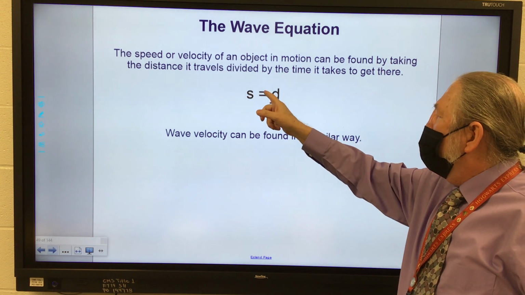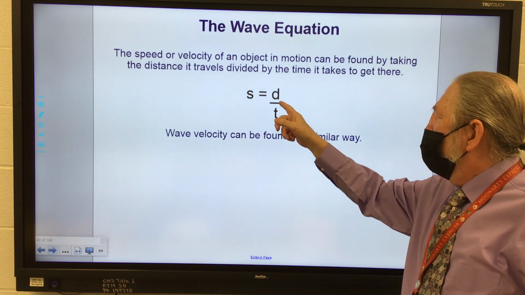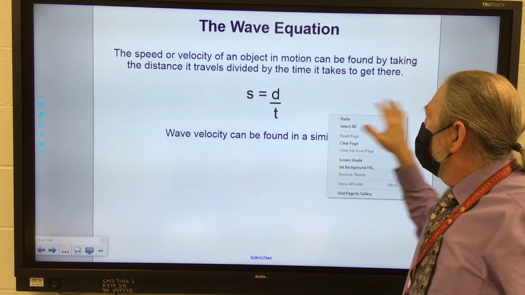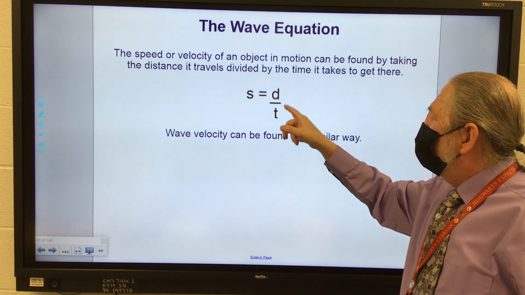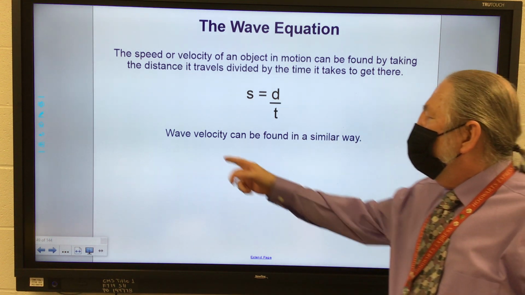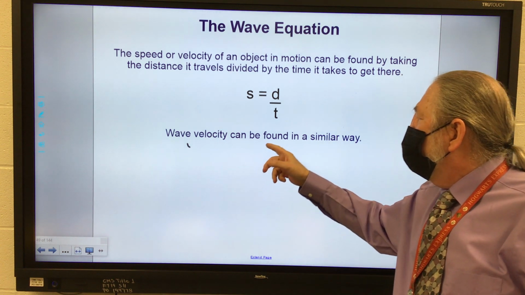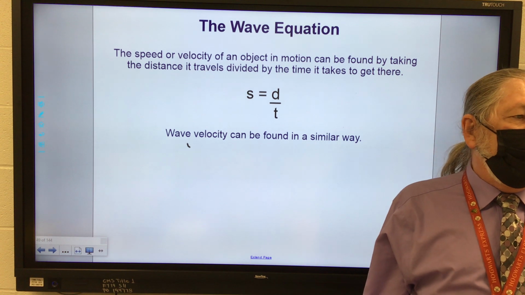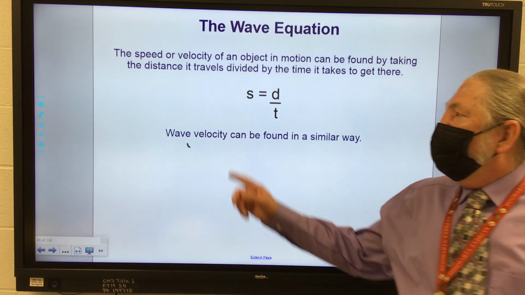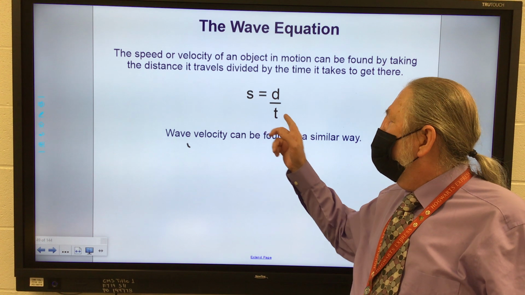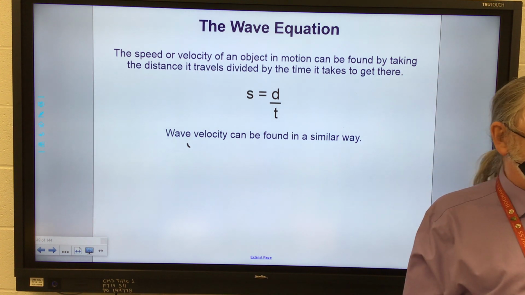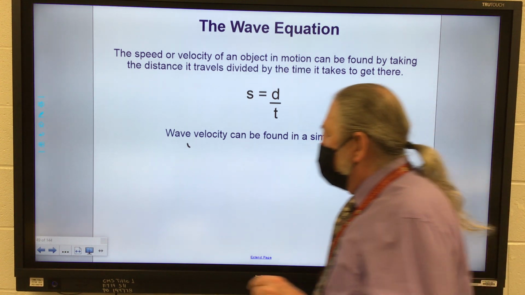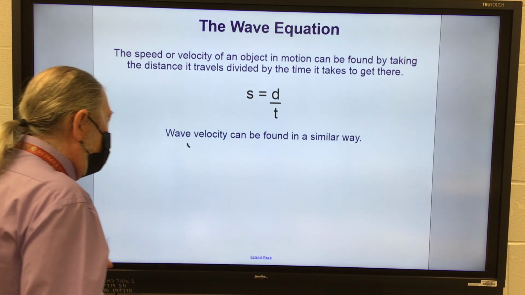So speed equals distance what? Divided by time. You know, anytime you see a fraction, that means you're going to divide something, right? So speed equals distance divided by time. Okay, and then we're going to talk about this wave velocity can be found in a similar way. So I want you to write that formula down right now. Speed S equals d divided by time. S is speed, right? And right above your formula, I want you to write the word speed. Look here, right like this right here.